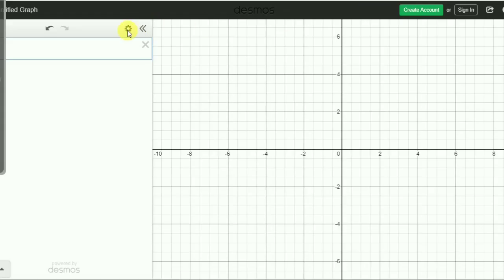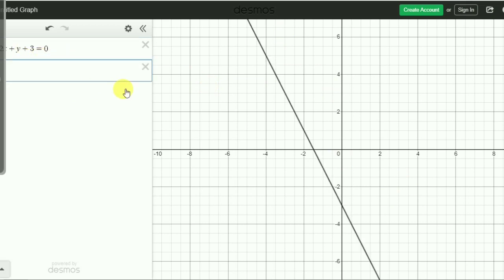The first equation I want to write is 2x + y + 3 = 0. So this is the line, the black line, for the equation 2x + y + 3 = 0. Another equation is 4x + 2y + 6 = 0.